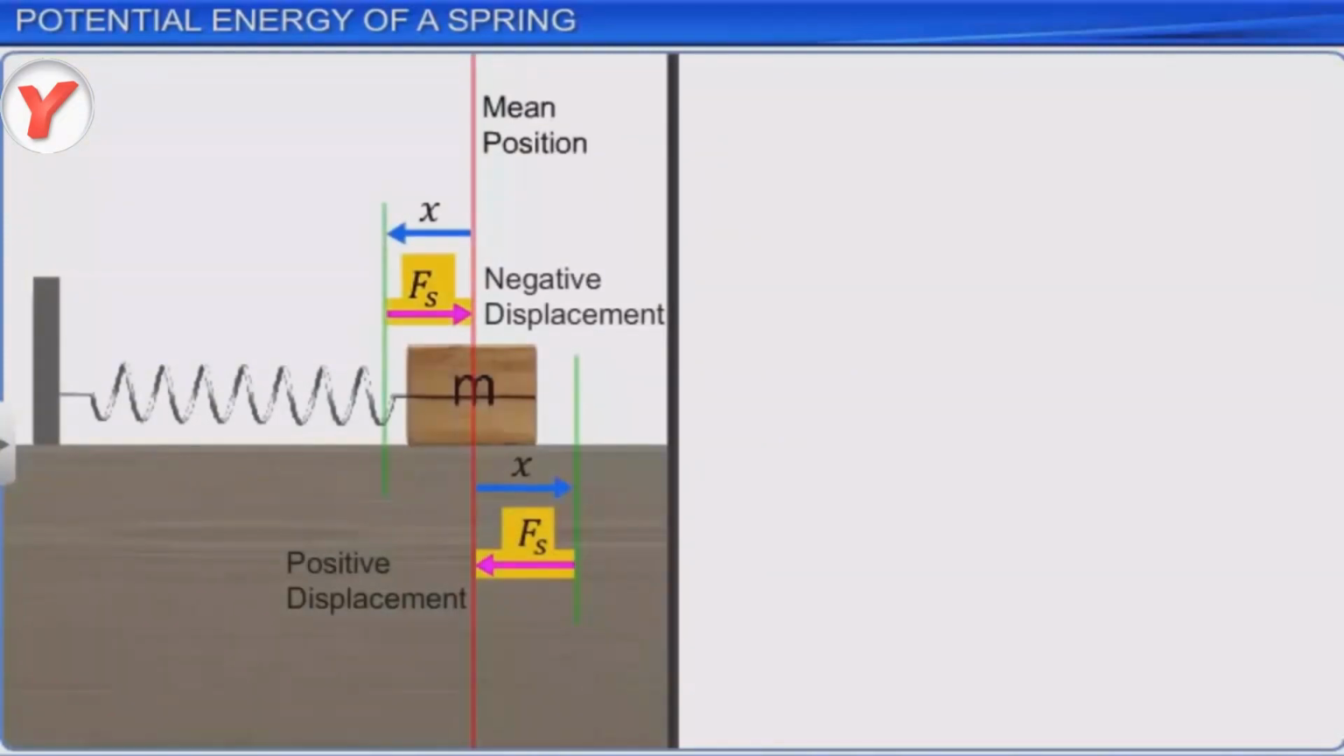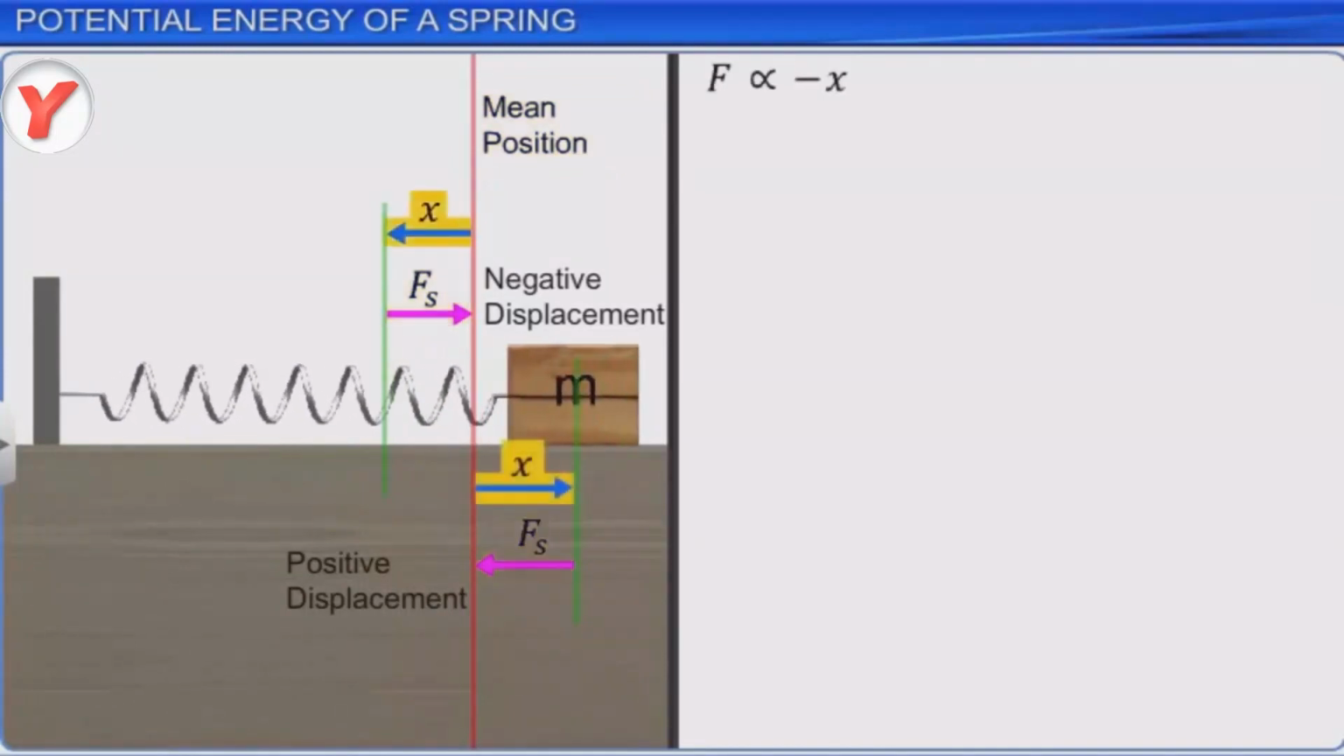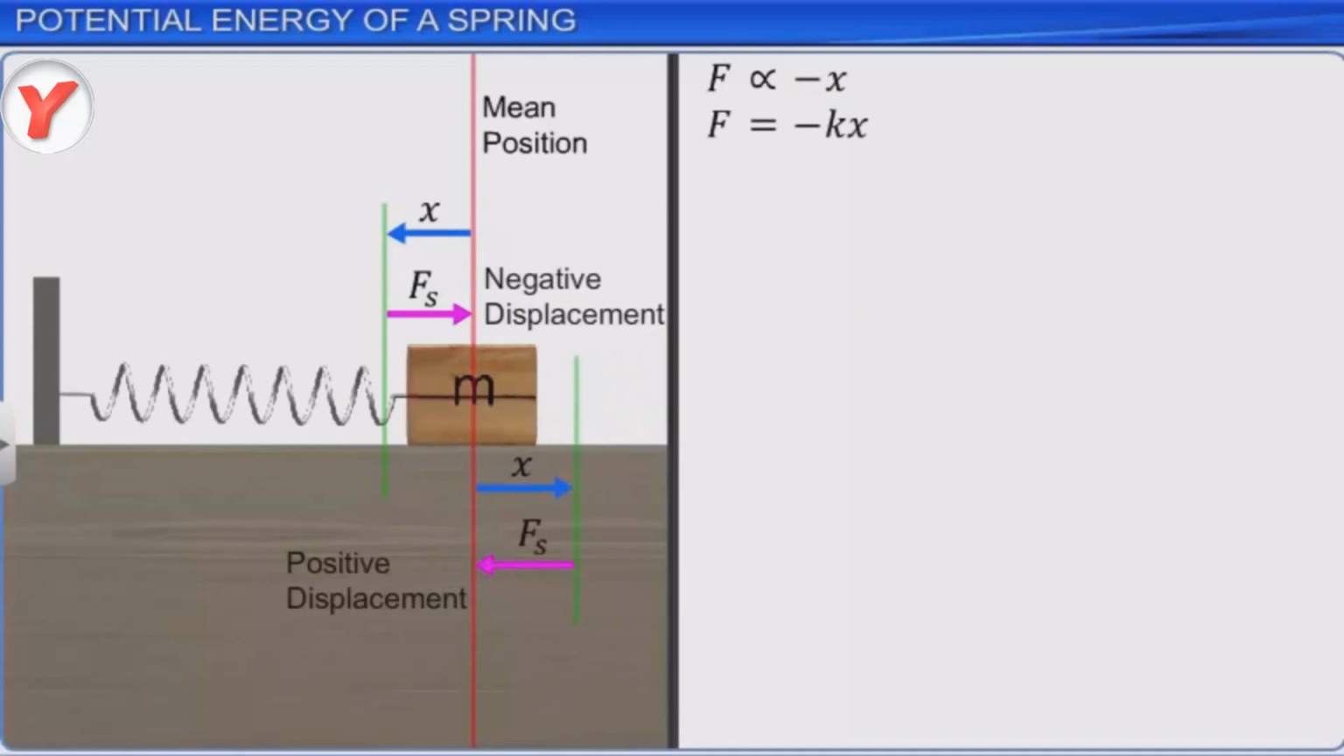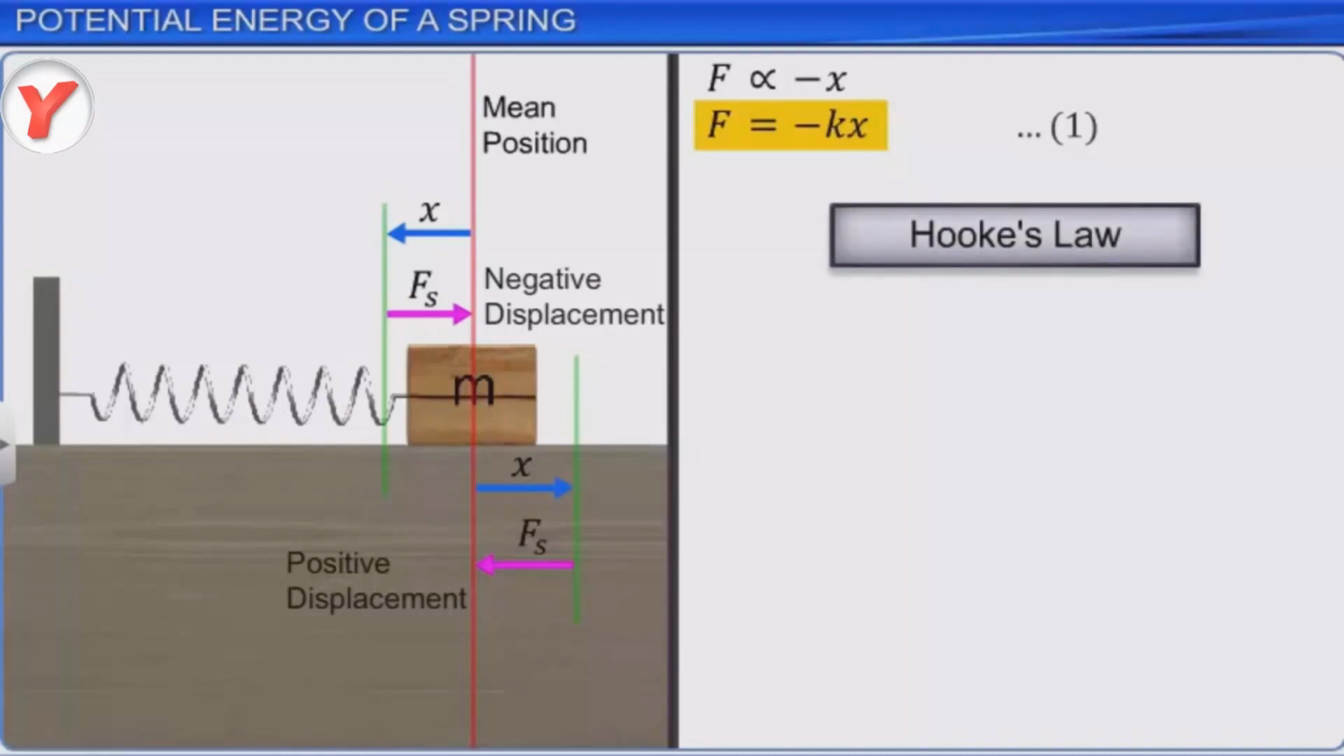The spring force F is directly proportional to the displacement x from the mean position. Thus, we see that the spring force F is proportional to minus x. We say minus x as the spring force is always directed opposite to the direction of displacement. Or, spring force F is equal to minus kx, where k is the spring constant. Let this be equation 1. Equation 1, F is equal to minus kx, represents the force law for the spring known as Hooke's law.